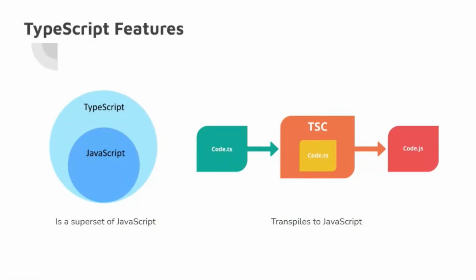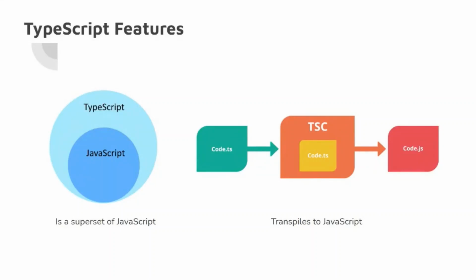Here are some main JavaScript and TypeScript features. TypeScript is a superset of JavaScript, meaning that existing JavaScript programs are also valid TypeScript programs. TypeScript is a compiled language, not interpreted like JavaScript, so it can't be run directly on the browser. Therefore, it needs to be transpiled to JavaScript first.